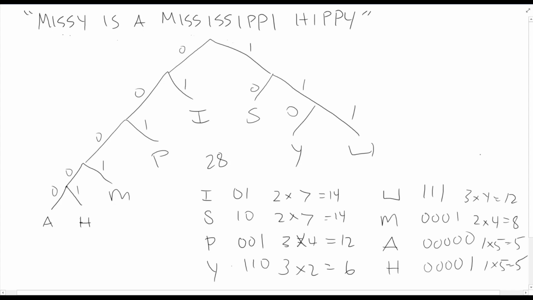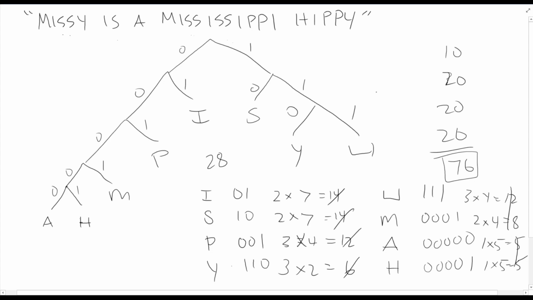Let's do a quick add here. So we have 5 and 5 is 10. 12 and 8 is 20. 14 and 6 is another 20. 14 and 12 is 26. My math here, we get a total of 76 bits. Okay. 76 bits, probably better than we could have got with ASCII for sure.